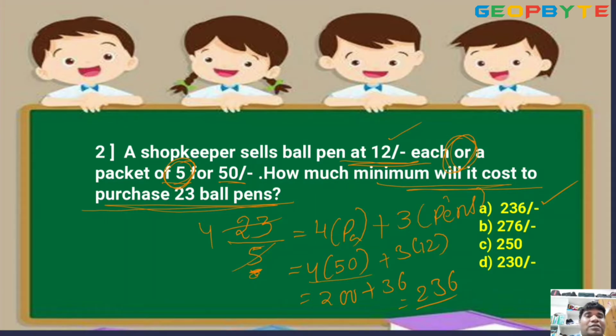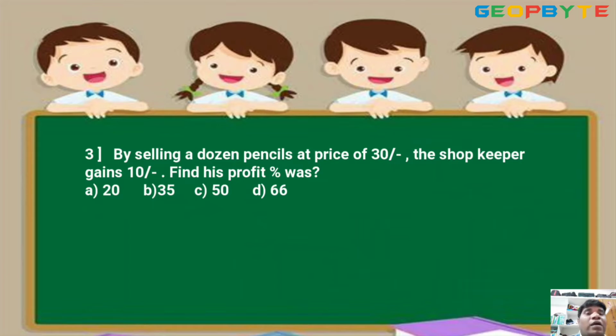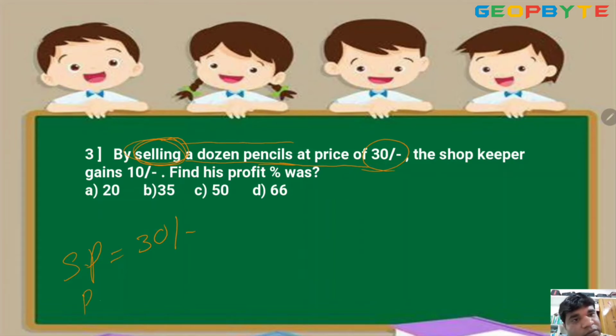Next. By selling a dozen pencils at 30 rupees, the shopkeeper gains 10 rupees. Observe, is this selling or cost? Selling. Selling a dozen pencils at 30 rupees, so the selling price is 30 rupees. Profit is 10 rupees. What is the cost price?